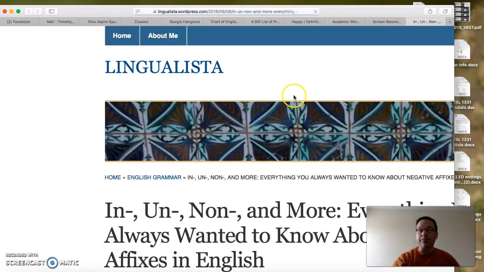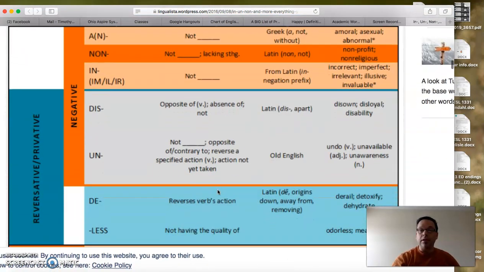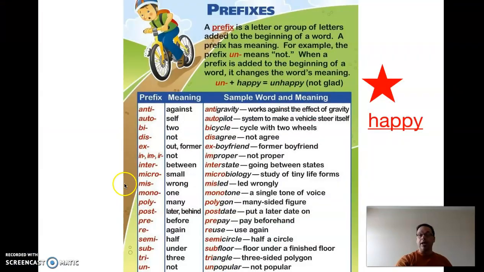So if we go back, happy, we said, came from Middle English. Un comes from Old English. They're both very old, but neither of them come from Greek or Latin. You can see dis comes from Latin. So the Latin prefix we cannot use with the Middle English root word. Okay, that's a simple explanation for that.